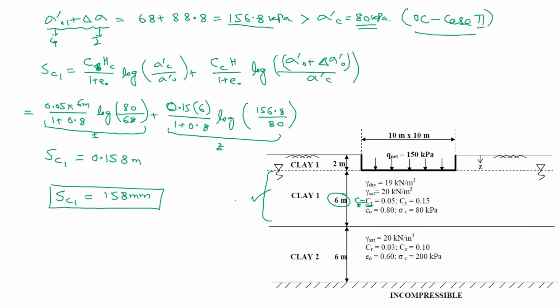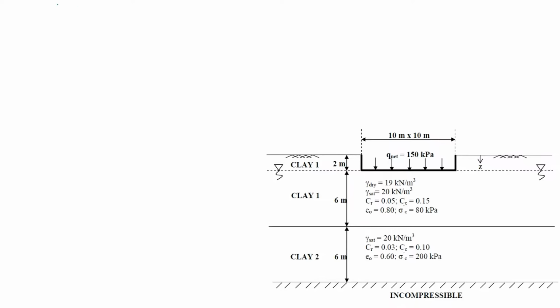Now moving to clay layer 2, for SC2, we have calculated sigma dash naught 1, that was 118 kPa, by adding the whole geostatic stress. What will be delta sigma 2? That will be equal to P over B plus Z2 into L plus Z2.